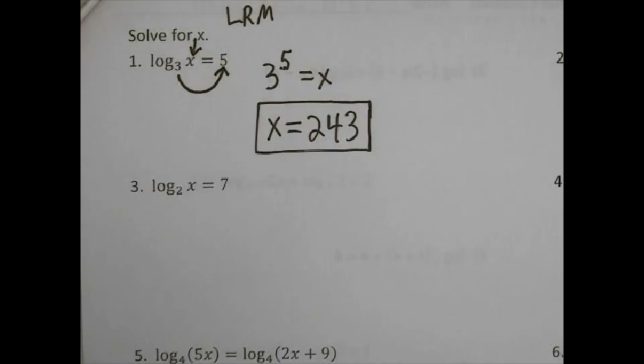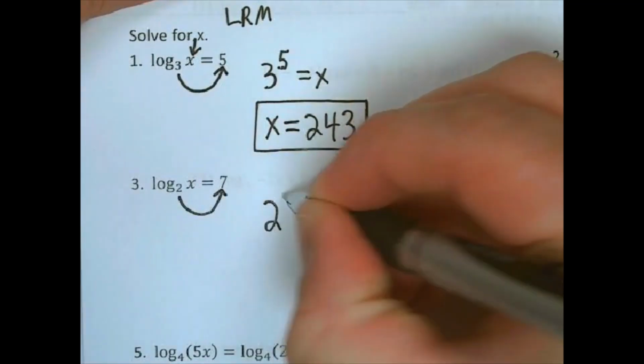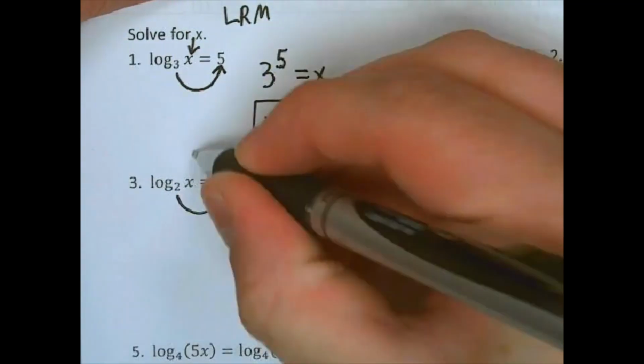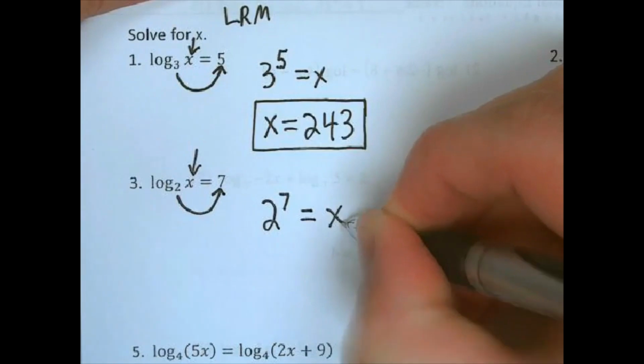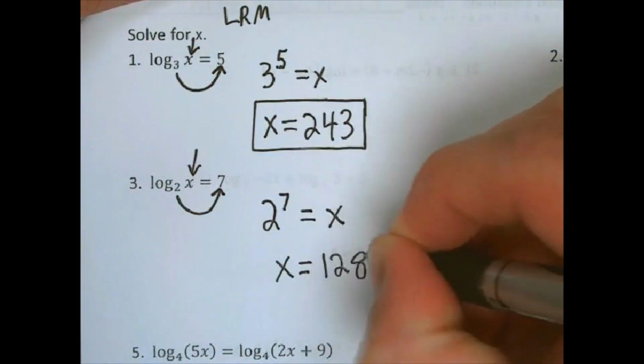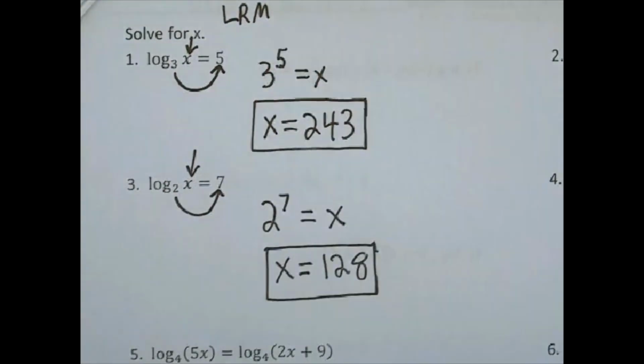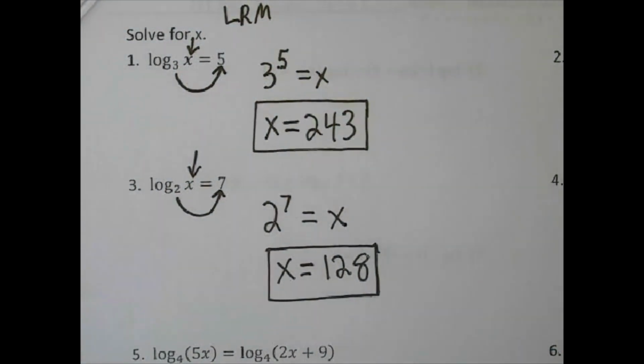So number 3, same thing, left, right, middle. If I do left, it's 2. So base 2 to the 7th power equals x. X would be 2 to the 7th, which is 128. If it is in log form and you're solving, your goal is to get rid of the log somehow.